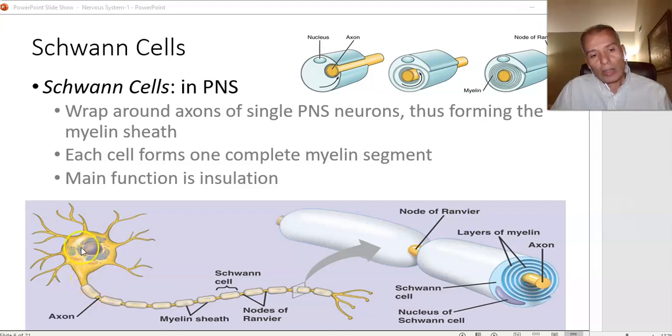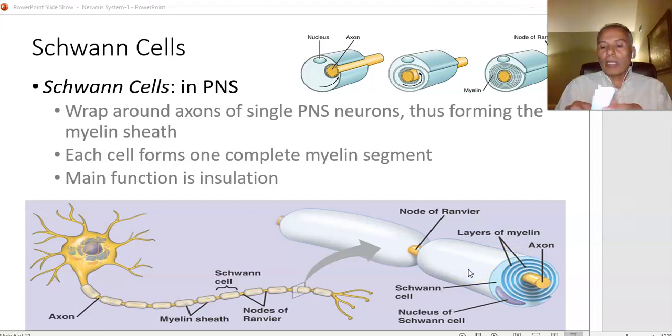So it has a body, it has dendrites, it has an axon, and that axon has many segments. You could see many segments of myelin. The reason it is white here is usually fat is white. So you have segments of myelin. Each segment is multiple layers of myelin made by one single Schwann cell.